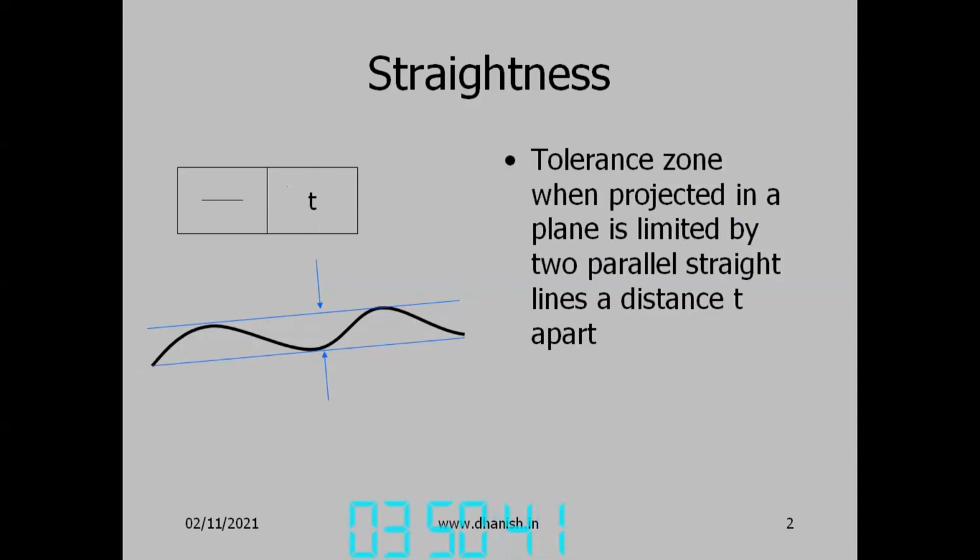The tolerance zone, when projected in a plane, is limited by two parallel straight lines, a distance T apart. So the actual surface should lie between these two lines separated by a distance T. Okay, now we'll see this in detail. With that, we complete straightness.